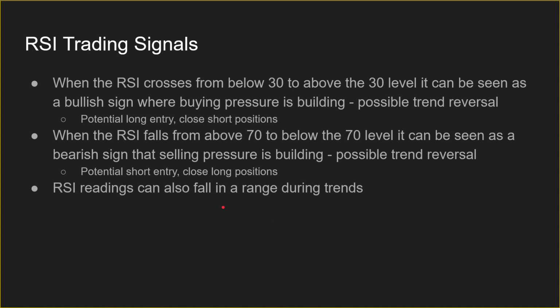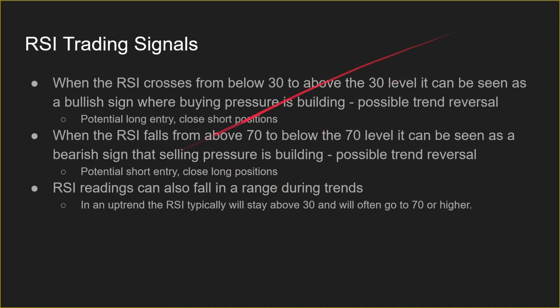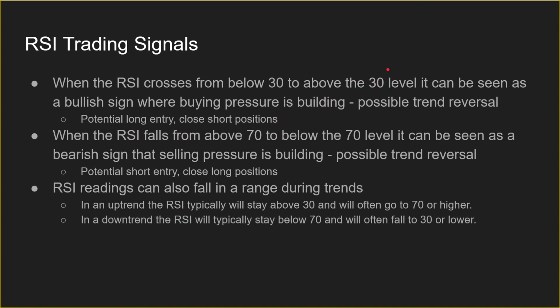Now, RSI readings can also fall into a range during trends. In an uptrend, prices are forming higher highs, higher lows. The RSI typically will stay above 30 and will often go to 70 or higher, where we can say, all right, well, 30 is our bottom, and we'll often go to 70 or higher and stay in a higher range. Now, in a downtrend, the RSI will typically stay below 70 and will often fall to 30 or lower.